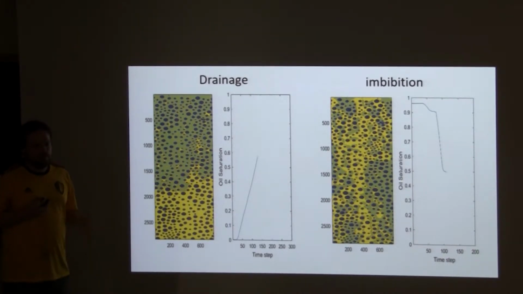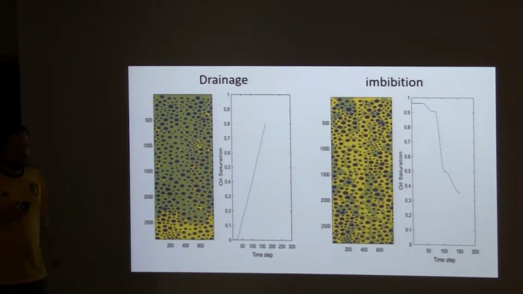And we can see that we have much more fingering in the imbibition case than in the drainage case, and also at the end we can still only replace about 60% of the oil, and 40% of the oil is still trapped in the structure, so we cannot take it out with the flow rate. We would have to increase the flow rate even higher to get more oil out, but it's unfeasible.